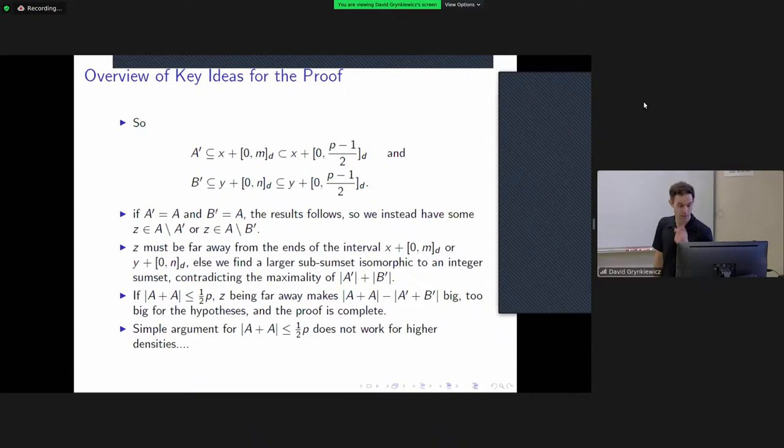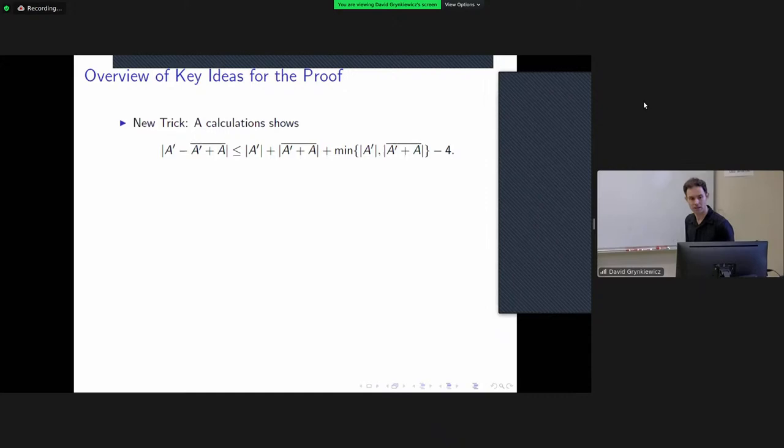The problem is, of course, these simple arguments for density one half break down at one half. So we need something new, something to push it beyond one half to get closer to three quarters. That's what we're going to do. So we need a new trick, something to get better, right? Because we need to pass up from one half to three quarters, where we need to go basically 50% further. So we need something else that's going to give us that distance.